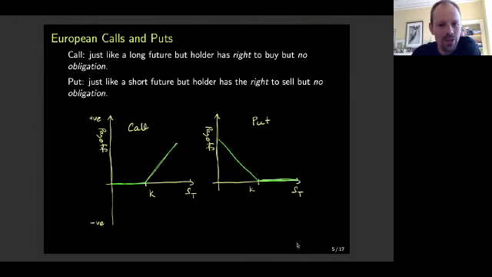Now, options are actually not that different from futures, and we just modify what the promise was. For a future, I promised to buy at the price that I agreed, whether it was a good deal for me or not. With an option, I'm buying the right to buy the asset, but I don't have the obligation. That's for a call option. And for a put option, it's the other way around. I'm buying the right to sell the asset, but I'm under no obligation to do it. And you see, here are my payoff diagrams.